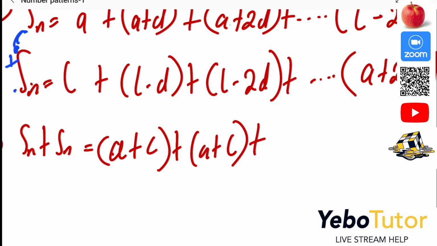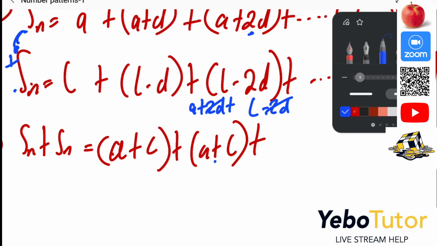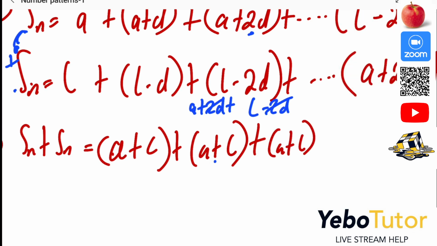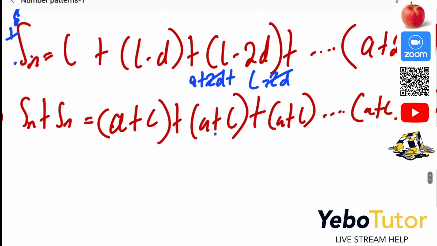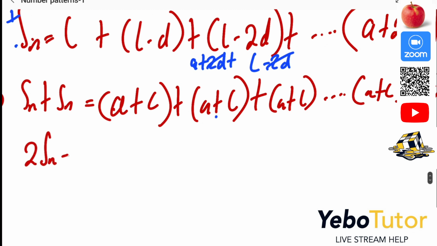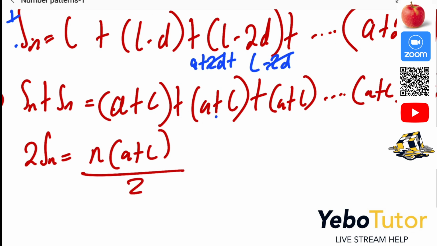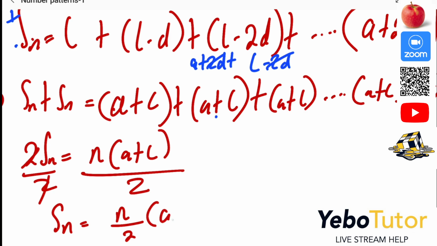Then we can see that if we say A plus D, A plus 2D, plus last term minus 2D, we know that this and this will be 0, so we'll be left with A plus L. That's why we have L plus L here. Then the same thing goes again, plus A plus the last term, of course. Again, we have A plus L plus A plus L as we proceed. So Sn plus Sn, that will be 2Sn, which will just be equal to N multiplied by A plus the last term, divided by 2, then that will just be Sn is equal to N over 2 multiplied by A plus the last term.